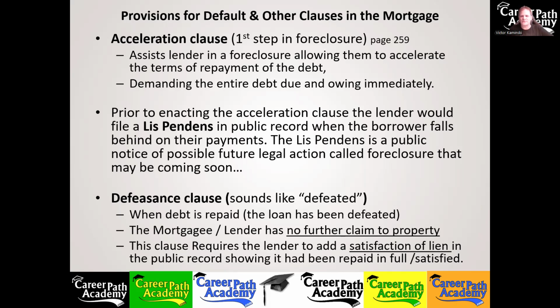Acceleration clause. You've got to know it's the first step in foreclosure. It assists the lender in foreclosure by accelerating the terms of the loan, calling it due and payable immediately. Lis pendens is a public notice of possible future legal action, that legal action being foreclosure, when you're behind on your mortgage payments. And the defeasance clause is the clause that states that the lien holder has no further claim on the property, and it requires them to file and record a satisfaction of lien in the public records.